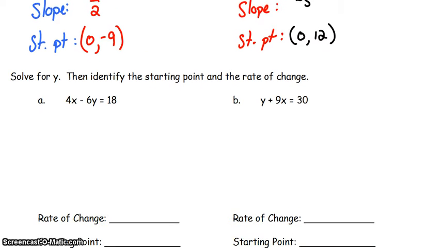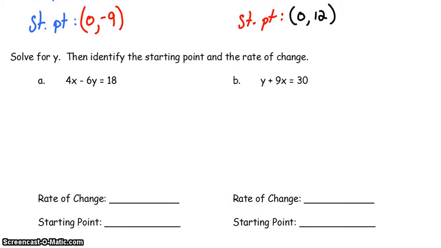In these next two examples, they want us to solve for y first, put the equation into function form. From there, we can identify the rate of change, or the slope, and the starting point, or the y-intercept. But we cannot do that until we solve for y. This is why we had the section during our solving unit where we spent so much time solving for y, literal equations. So a quick review of that.